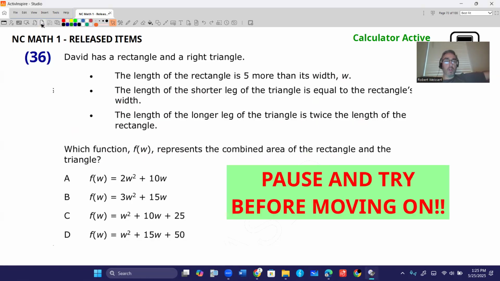After you read through that question, you should try this, pause the video, and move on. We'll go over it in 3, 2, 1.